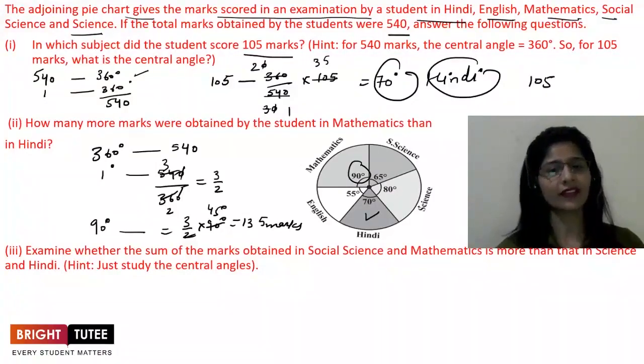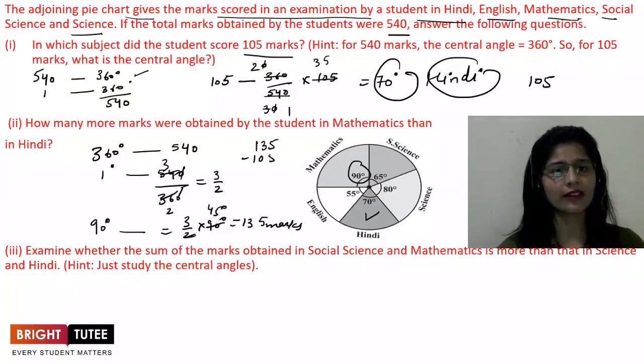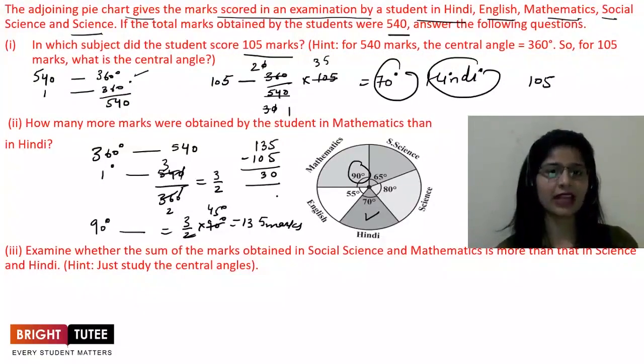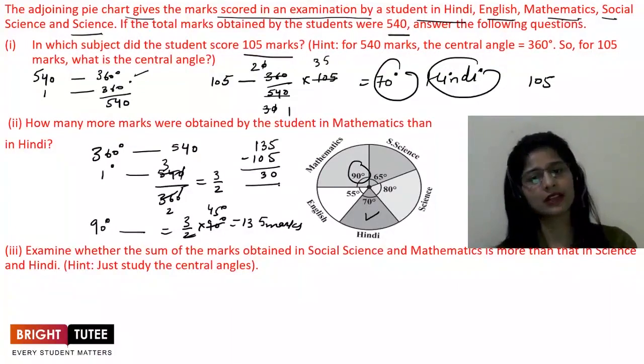So they are asking the difference. So what will be the difference? We'll calculate it using 135 minus 105. You see here 5 minus 5 is 0 and it is 3. So there are 30 marks, right, that are scored in mathematics more than Hindi. Definitely. So they are asking how many more marks were obtained by student in mathematics. So he got 30 more marks in mathematics than Hindi.